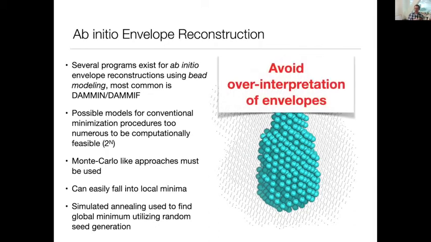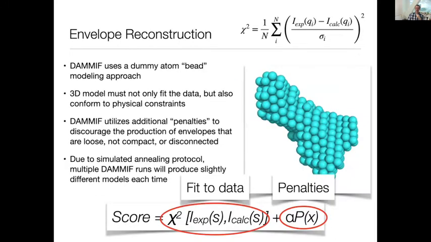One of the big things that you have to be careful of, and this goes with any kind of SAXS modeling, and particularly with ab initio modeling, is that there's a large risk of overfitting, and so you want to avoid overinterpreting envelopes in this process.